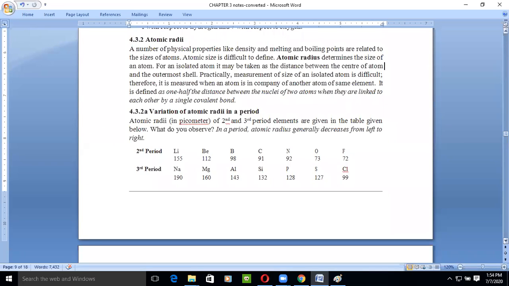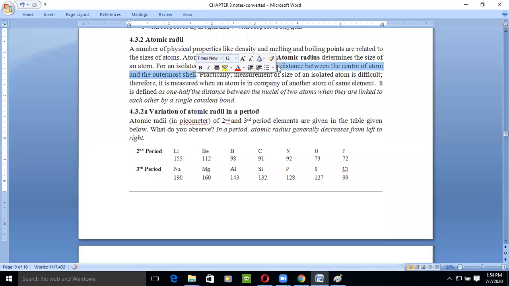As we know, all the physical properties like density, melting point, and boiling point are related to the atomic size, right? If the size of the atom is large, there will be a change in the melting point and boiling point, and density also increases with the increase in atomic size. Atomic size is difficult to define properly. So atomic radii is defined as the size of the atom, from the nucleus to the outermost shell. This is the distance between the nucleus and the outermost shell.